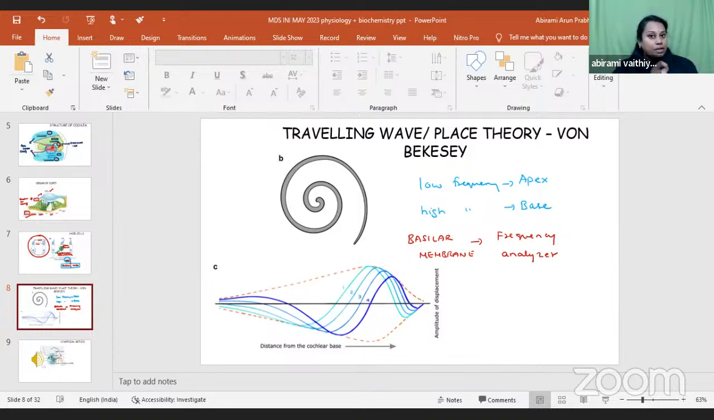Quickly, the complete review of the mechanism of hearing. When sounds enter the ear, the tympanic membrane vibrates. This is the tympanic membrane. It transmits the vibrations into the ear ossicles, from the ear ossicles into the inner ear, the cochlea. So sound is going into the cochlea now.